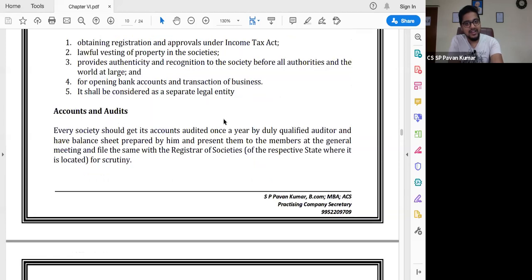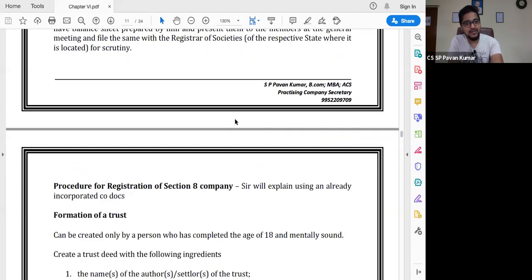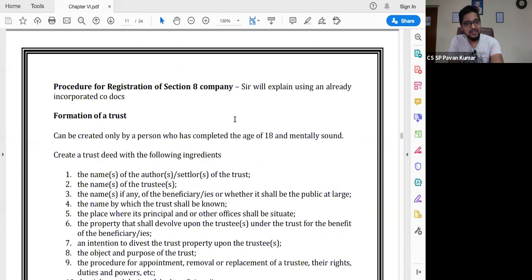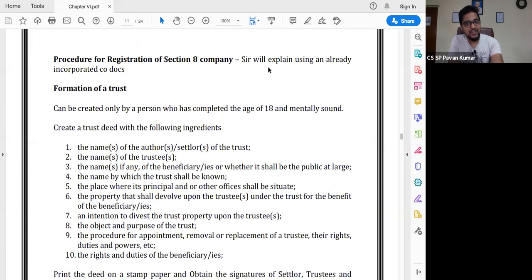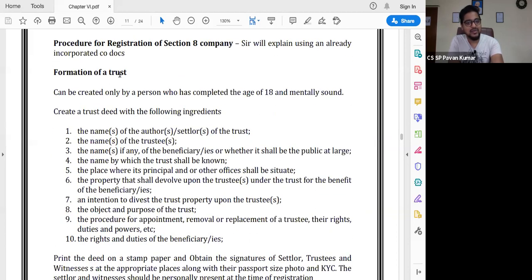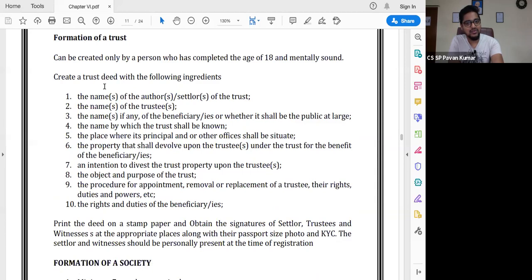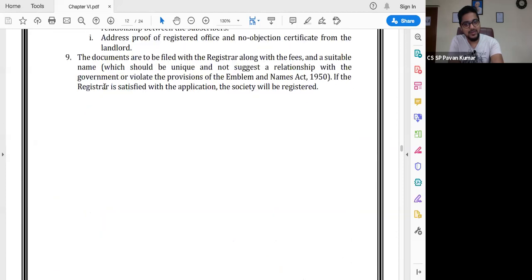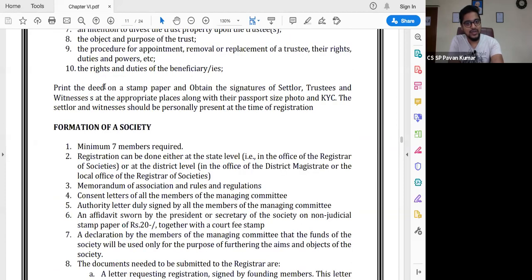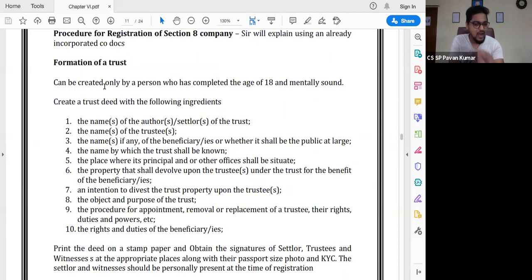Even here, mandatorily, it has to be audited once a year. So all these things are there. Section 8 company, we've already explained, so I'm not explaining it again. So when it comes to how to register a trust and how to register a society, I think this chapter gets over. We'll just quickly see how to register a trust and how to register a society.